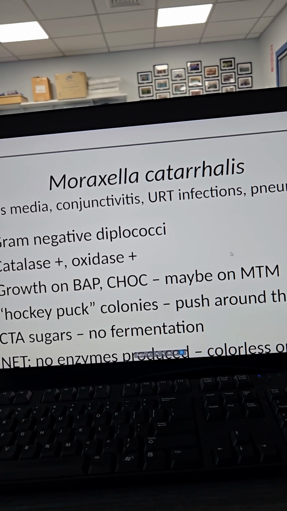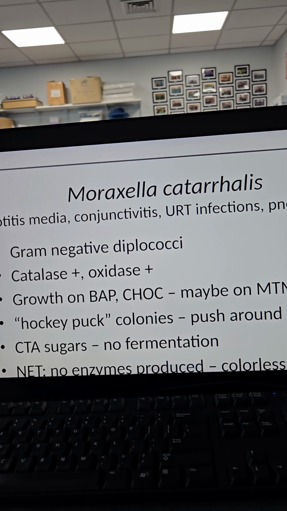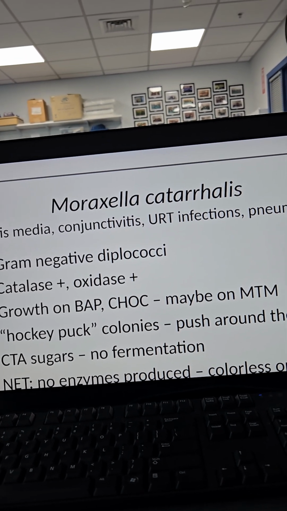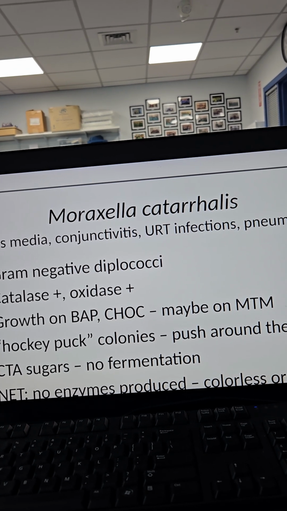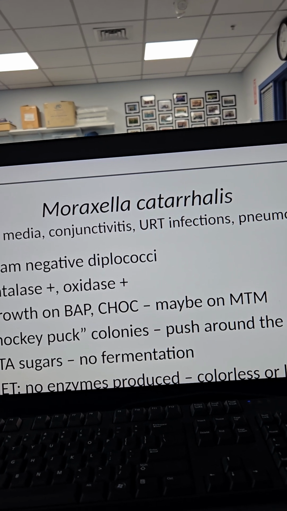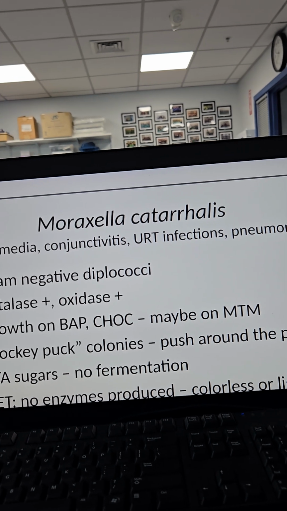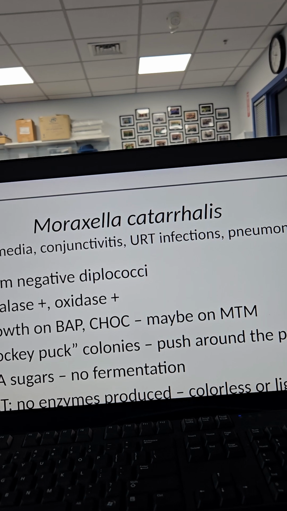This will grow on blood and chocolate. It's not supposed to grow on Thayer Martin, but it could. It just depends on the strain that you have. Some people have been on lots and lots of antibiotics over the years, so it could actually grow for them.